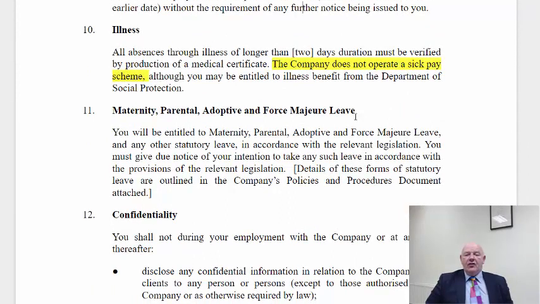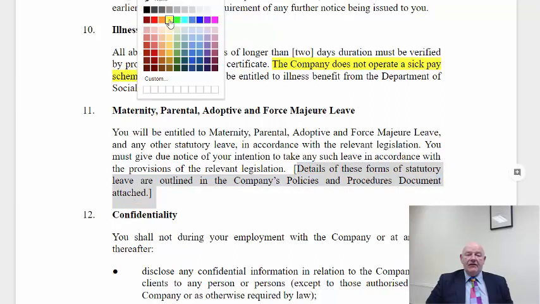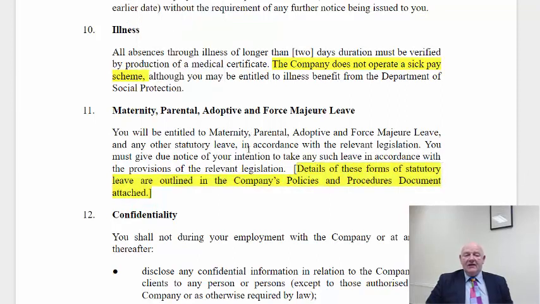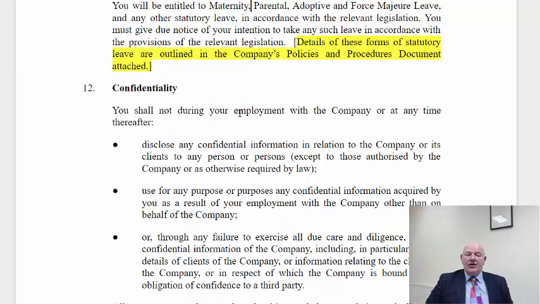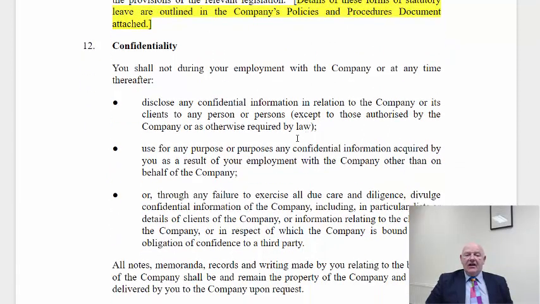Maternity, parental, adoptive, force majeure leave, and there are other statutory leaves as well. Again, details of these should be set out in the staff handbook. So I would recommend that you have a staff handbook and that you set out those leave arrangements and entitlements in the staff handbook. You should have a confidentiality clause as well, dealing with customers or clients of your business. You don't want any information or details of those being disclosed to anybody else, or any notes or memoranda taken from the business.